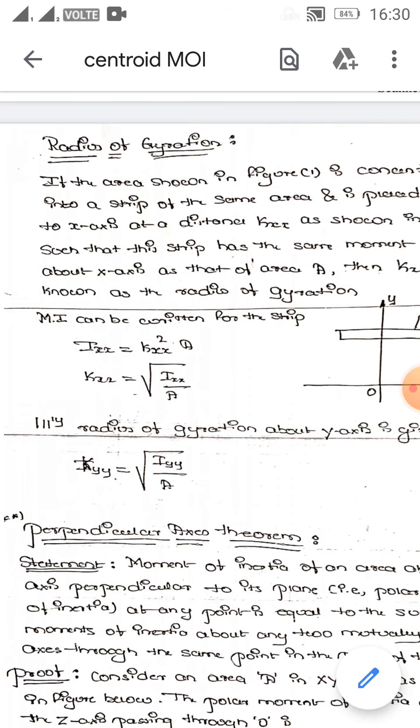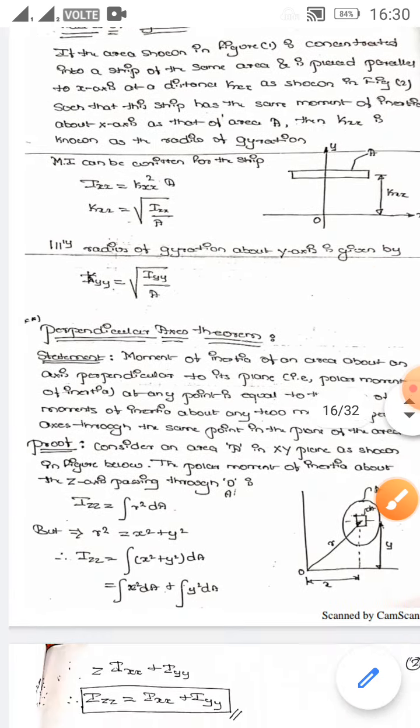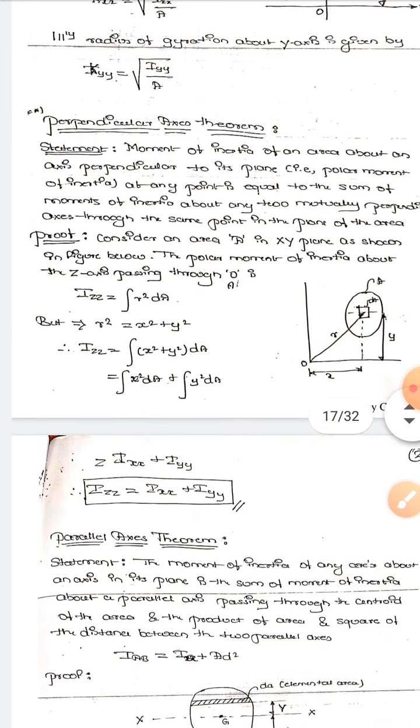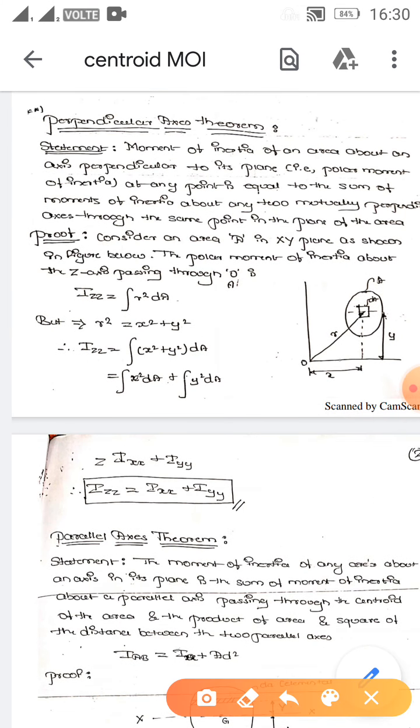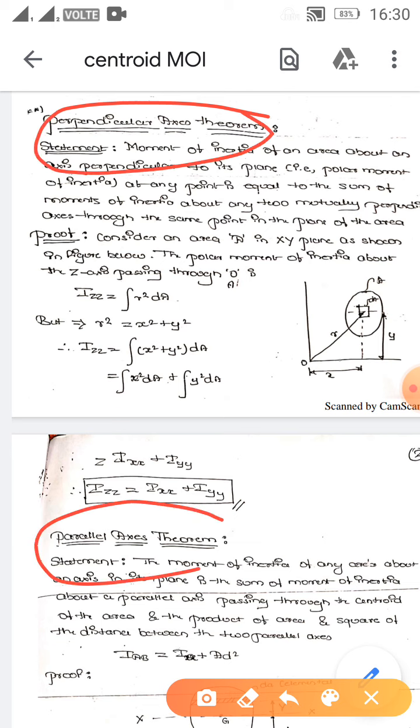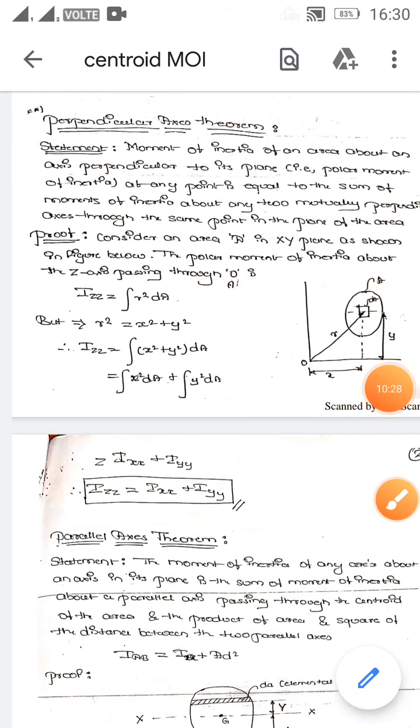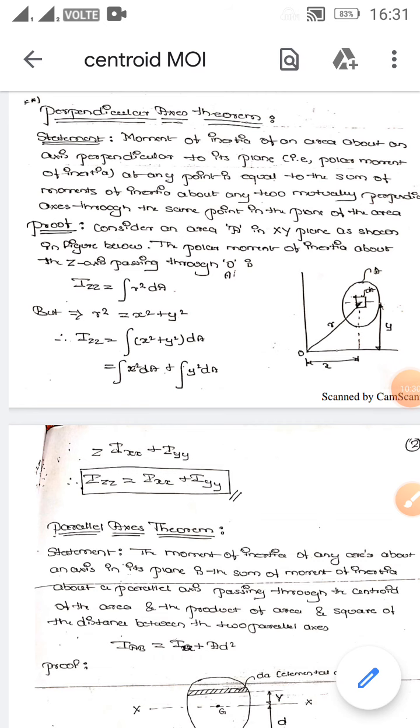So we come to the next part, which is very important for us. That is two theorems. One is the perpendicular axis theorem, and the second one is the parallel axis theorem.